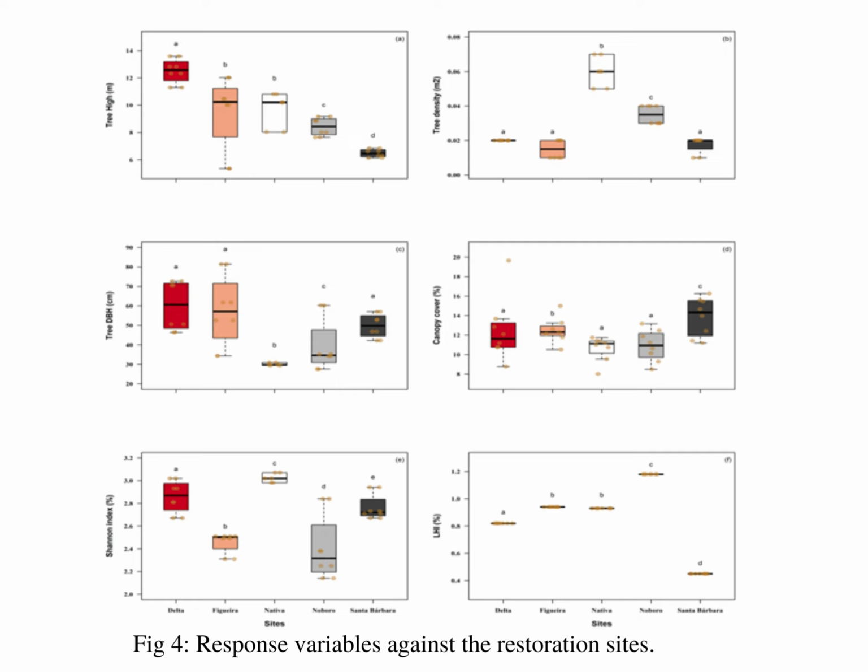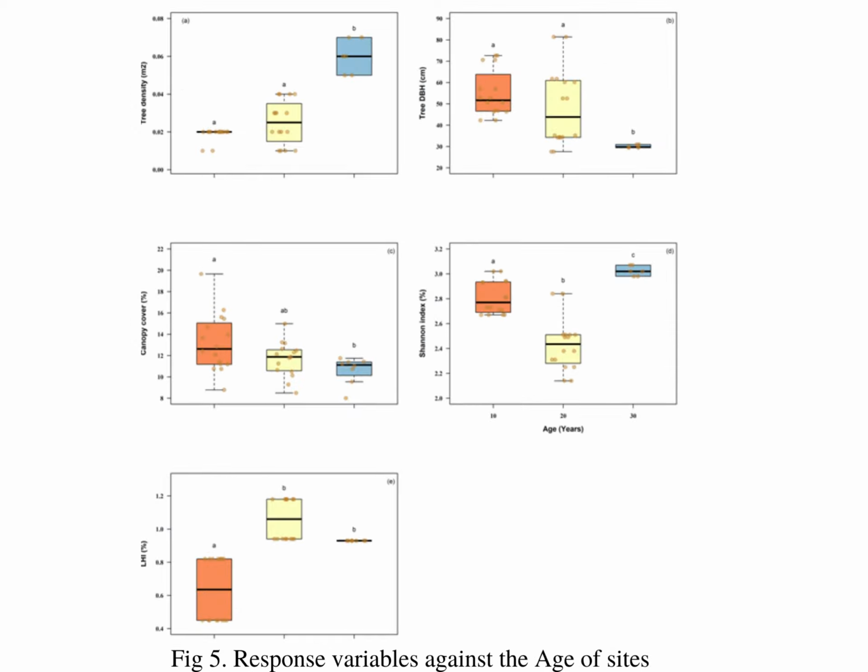Also, in terms of the canopy cover, Santa Barbara shows the highest canopy cover. In the Shannon index, Nativa produces the highest value, while there is no significant difference between other areas. In the landscape heterogeneity index, we find Noboro to produce the highest landscape heterogeneity index. In terms of age and tree density, older areas of 30 years produce more tree density than the other areas.